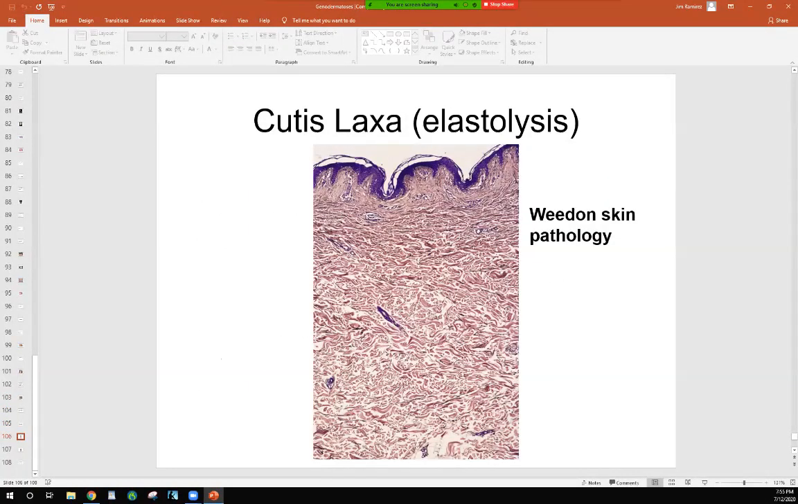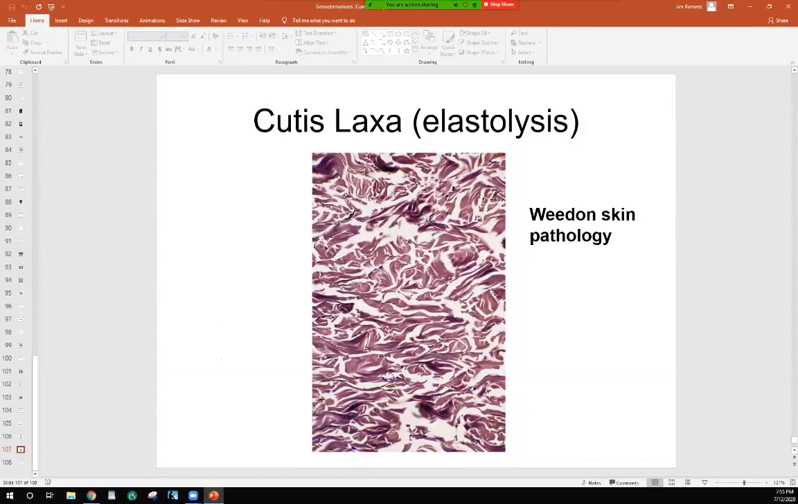I have this image from Weedon. This, I couldn't tell you if there's anything wrong with this. This is the normal histology, a routine H&E. But you can do an elastic stain and you can see right here that there is actually a loss and fragmentation of elastic fibers, which in the right context fits well for cutis laxa.